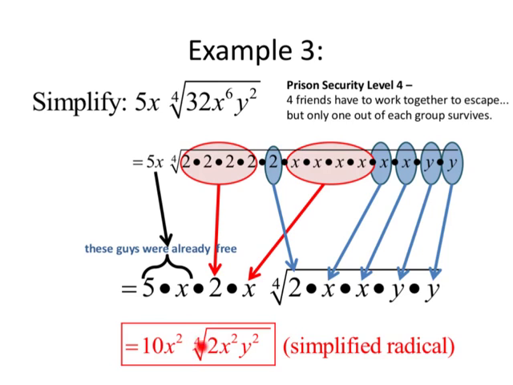Don't forget to put your index. If it was a 4th root, it needs to stay a 4th root. The prison doesn't change types. It stays a 4th level prison. And then these are the prisoners that are left inside, which is just a simplification of all these prisoners.